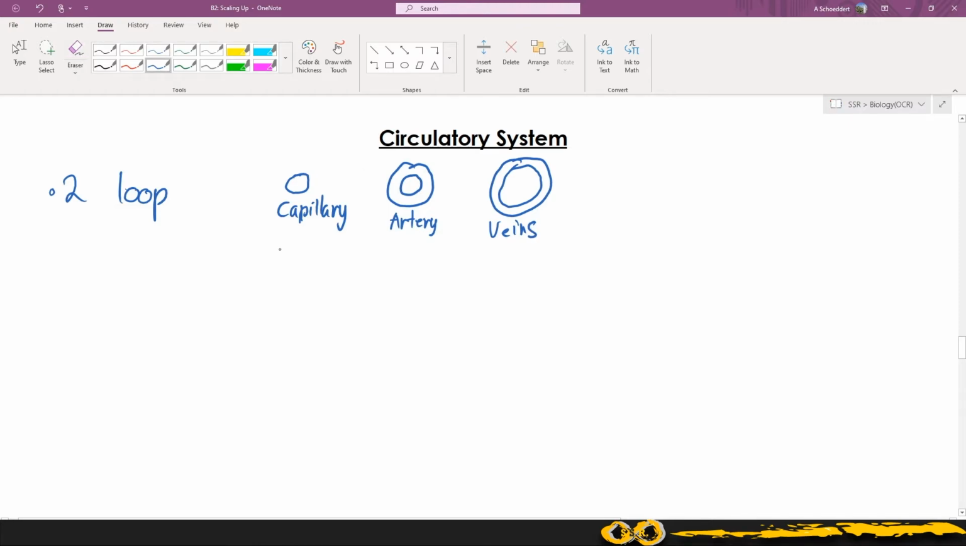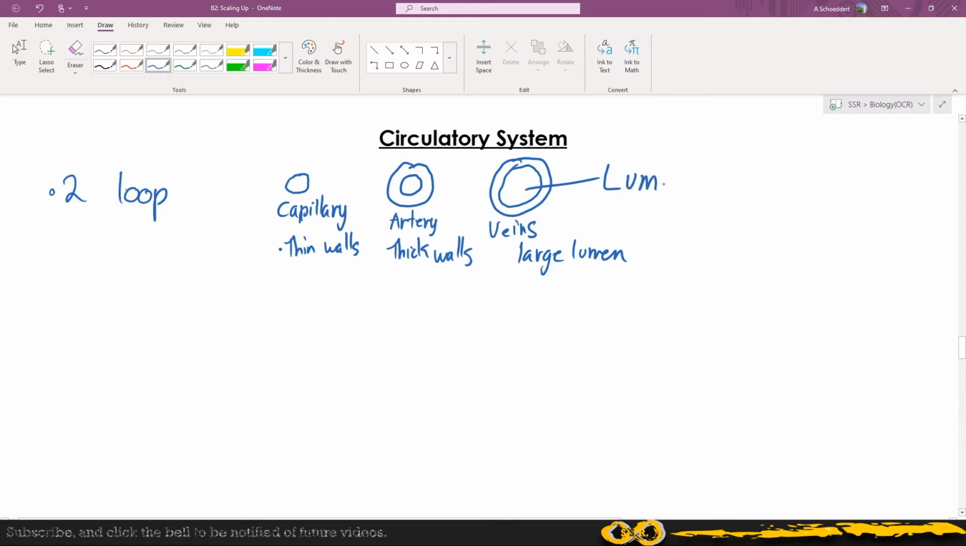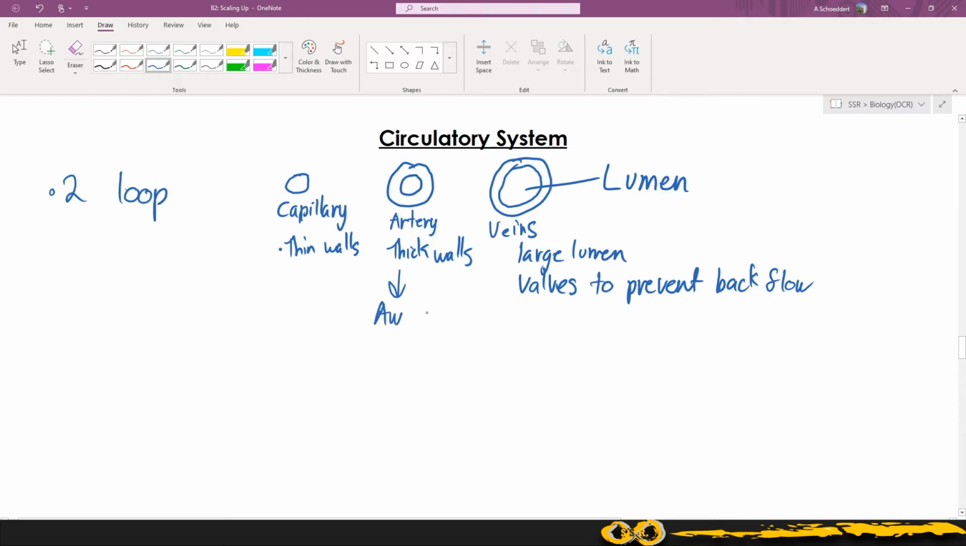To go through the features of these, the capillaries have thin walls, and that gives you rapid diffusion. The arteries have thick walls to withstand pressure, and the veins have a large lumen, that center space, in order to allow blood to flow through them freely. They also have valves to prevent backflow. Veins and arteries. Arteries are flowing away from the heart. And veins flow towards the heart. And I always remember this because there's an A in artery and an A in away.